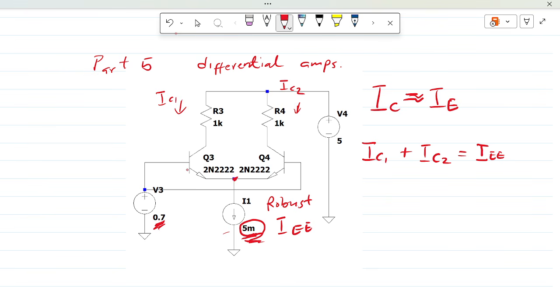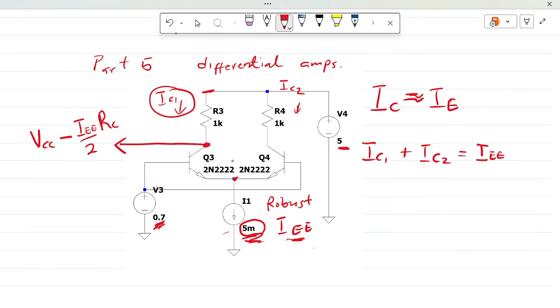Okay, so we are going to do a quick study and see what happens here. So if that's the case, then what will be the output voltage at this node? That's going to be our VCC, which we know to be 5 volts, but I want to use the variables. So VCC minus, now what's the value of IC? IC should be half of IE. So that's IEE over 2 times RC.